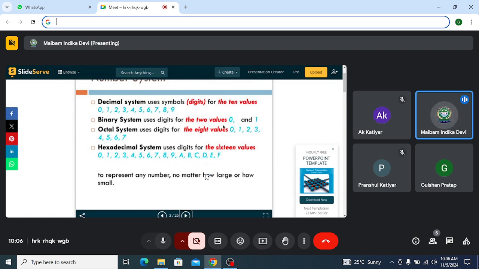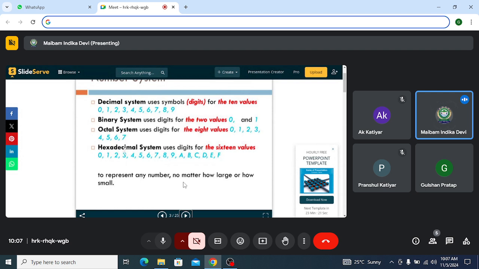Now in binary, we have two values, 0 and 1. In octal, we use 8 symbols or 8 values: 0, 1, 2, 3, 4, 5, 6, 7. Only these symbols will be used to represent any number in the octal system. Suppose you have counted some marbles and you have 9 marbles. How do you denote 9 in the octal system? You cannot use the number 9 like this. You have to denote the number 9 by using only this system's symbols.